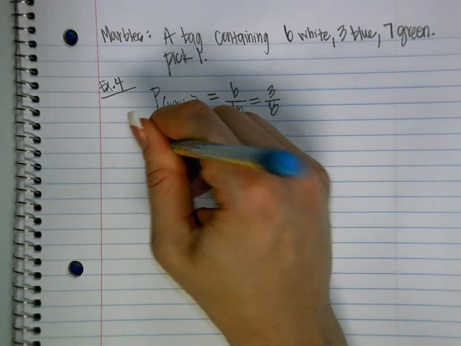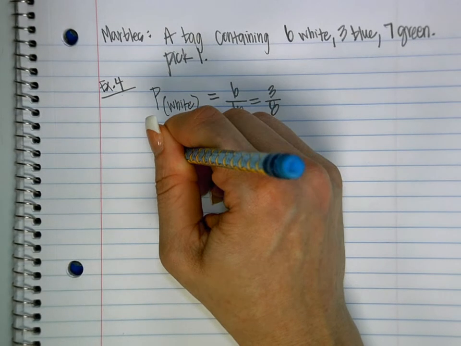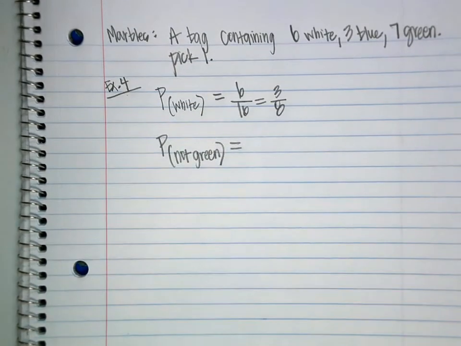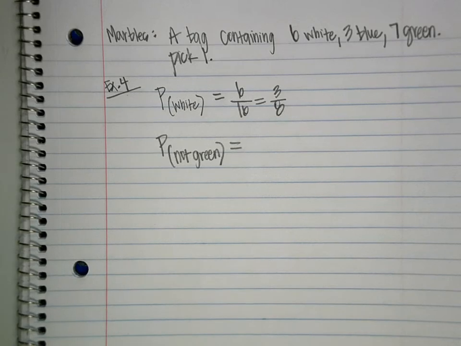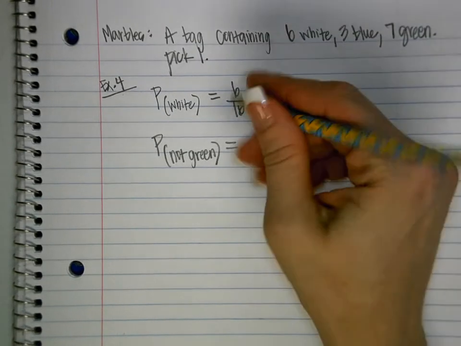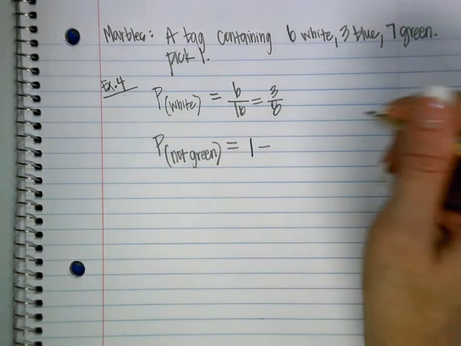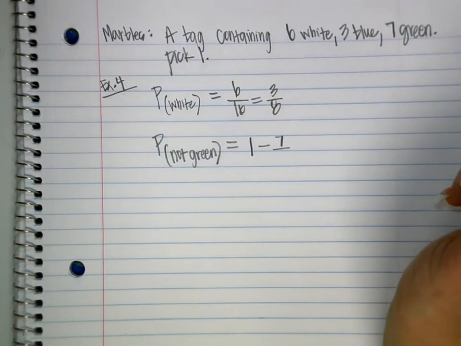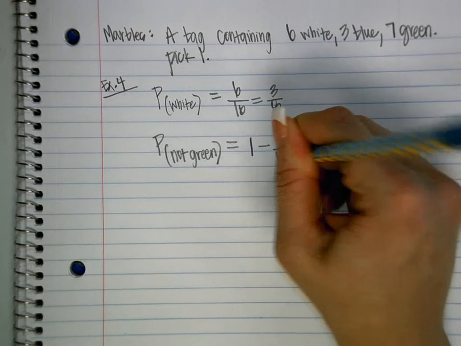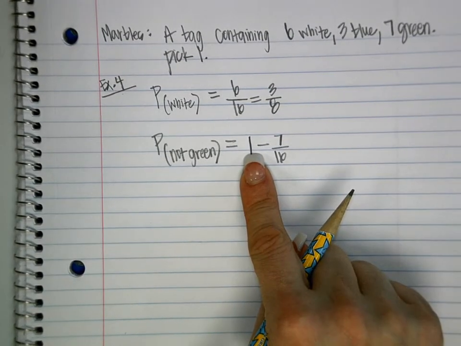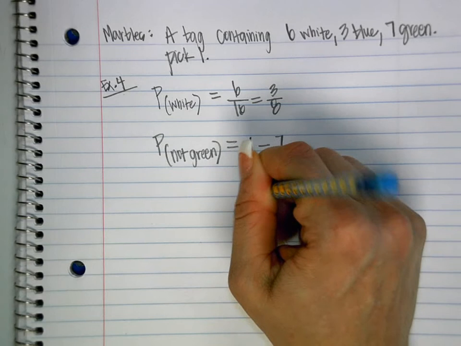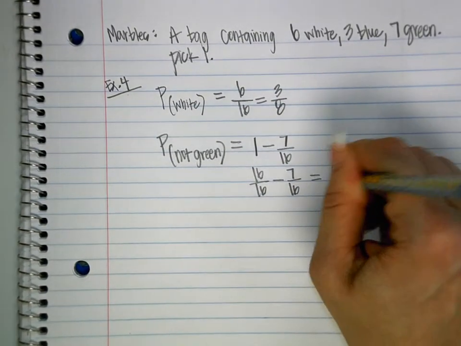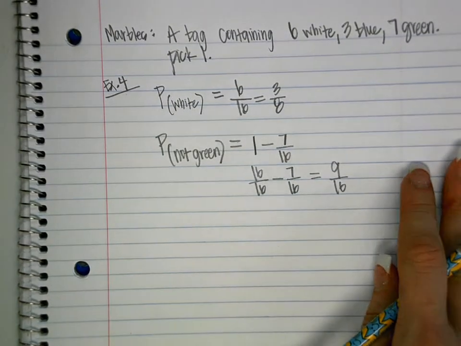What's the probability of picking a marble that is not green? Not green means 1 total minus how many are green? 7 out of a total of what? 16 total. So what's your common denominator here? 16. So 16 out of 16 minus 7 out of 16 gives you what? 9 out of 16.